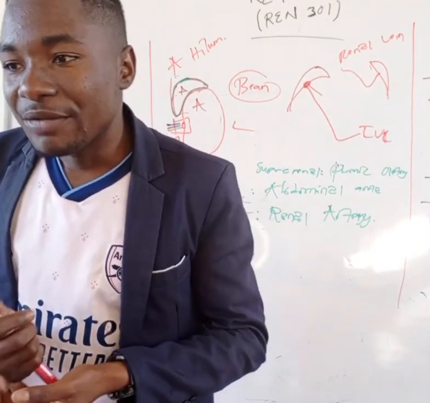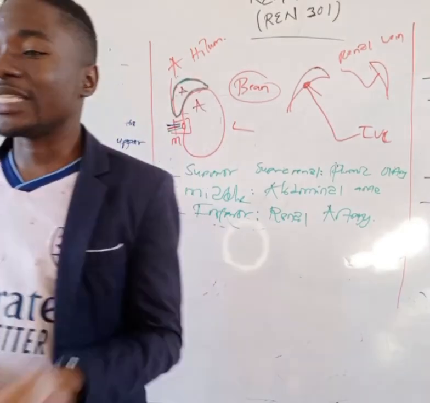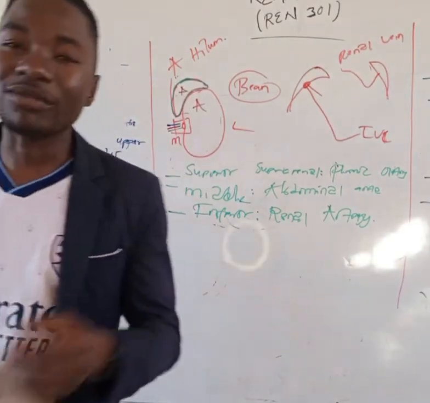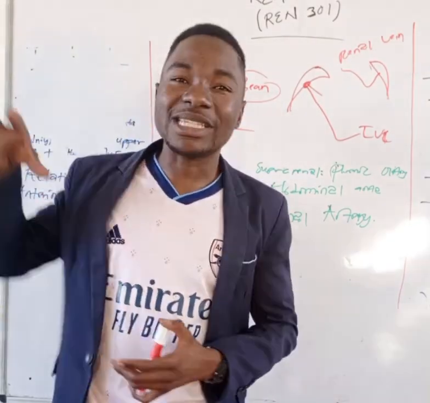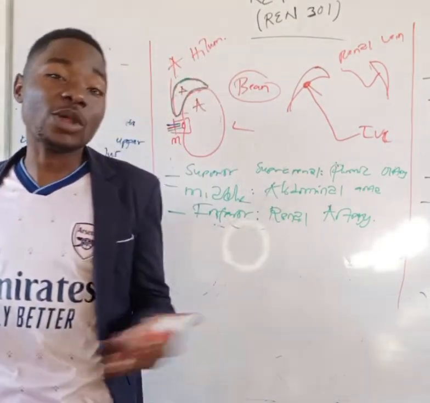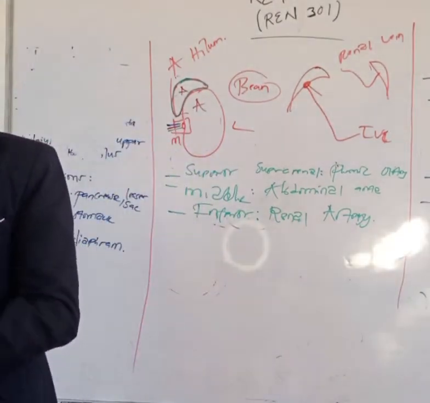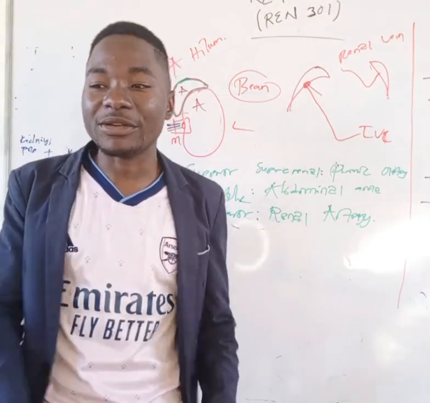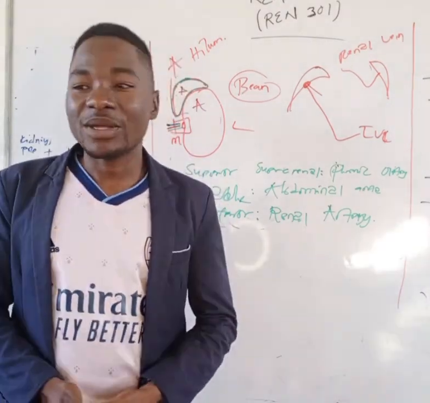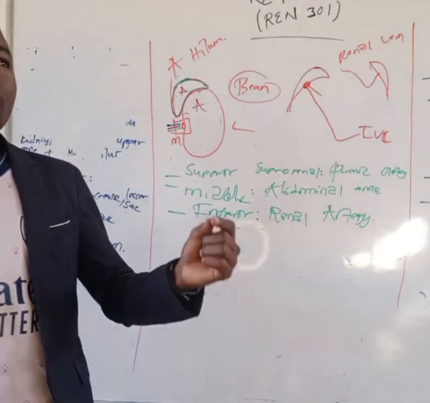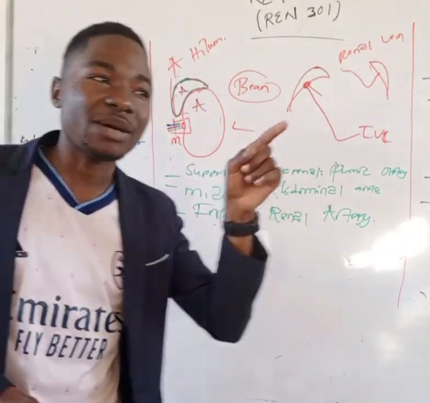Lymph drainage: the lymph drains into the lateral aortic nodes. Unfortunately, I can't demonstrate this. Then the nerve supply. Remember, we said it is connected to the hypothalamus. How is the message supposed to move? Is it through blood only or through the nerves as well? The nerve supply is through the preganglionic sympathetic fibers. And we know what preganglionic is. These are the neurons that are before the ganglia, originating from the central nervous system, and then they just supply.